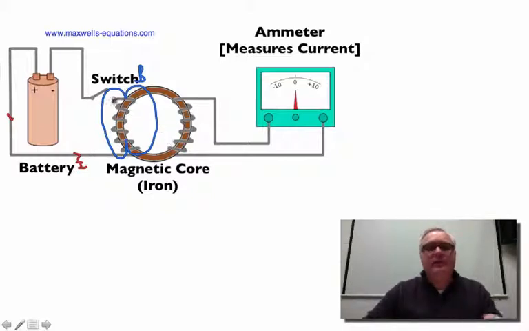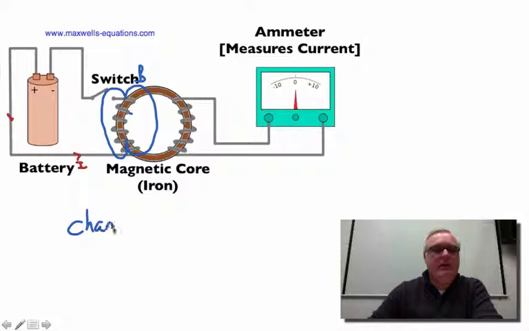And he realized that it was only that brief moment, either closing the switch and the magnetic field is expanding outwards, or opening the switch and the current stops and the magnetic field collapses. So only when the magnetic field was passing back and forth over this coil did the ammeter move. This is called induction. We're inducing a current in a coil of wire by having a changing magnetic field.